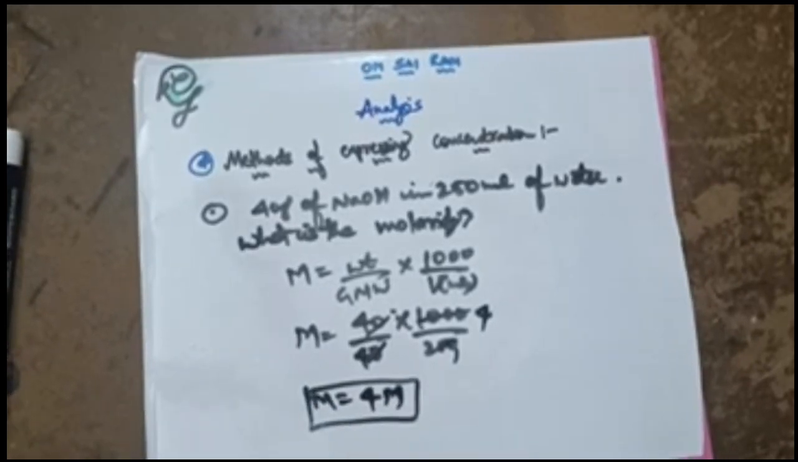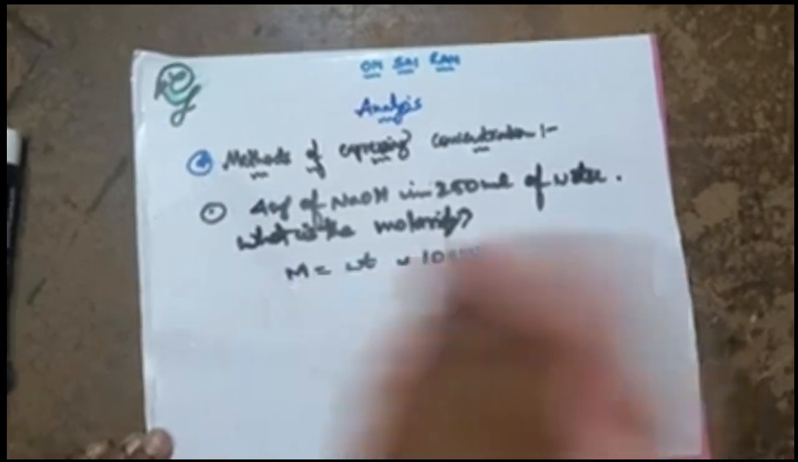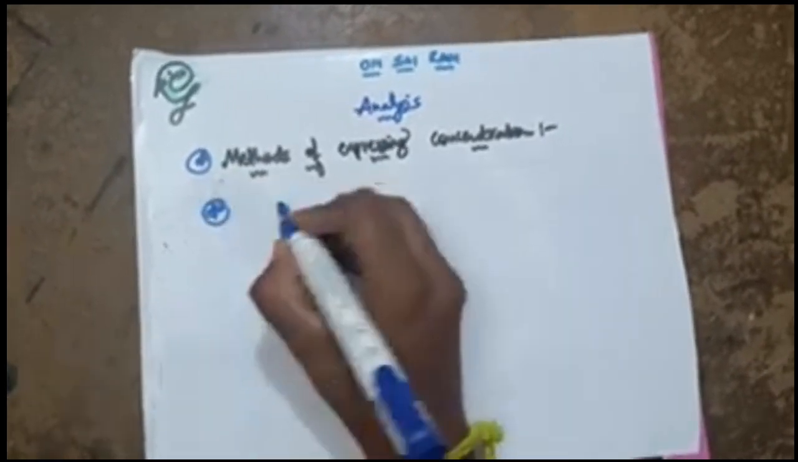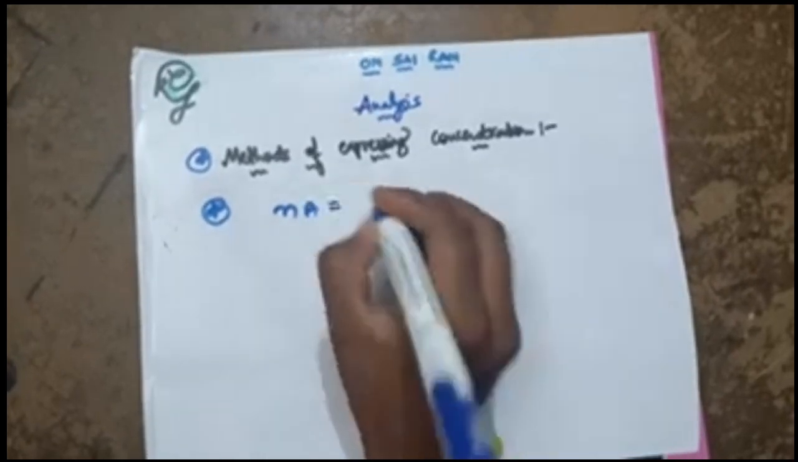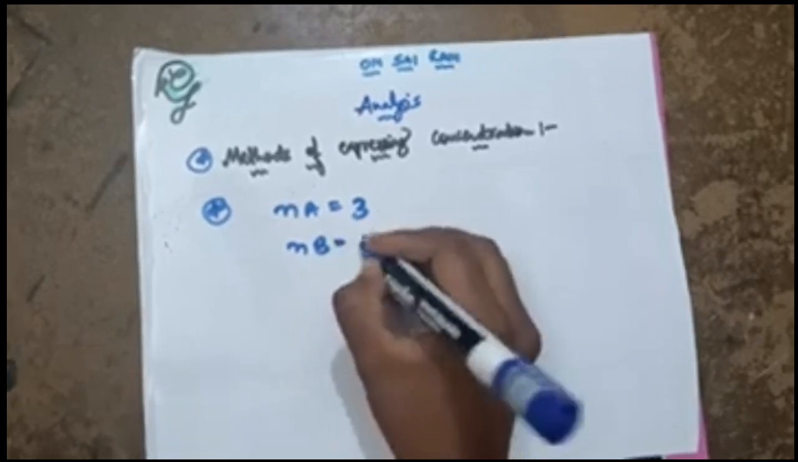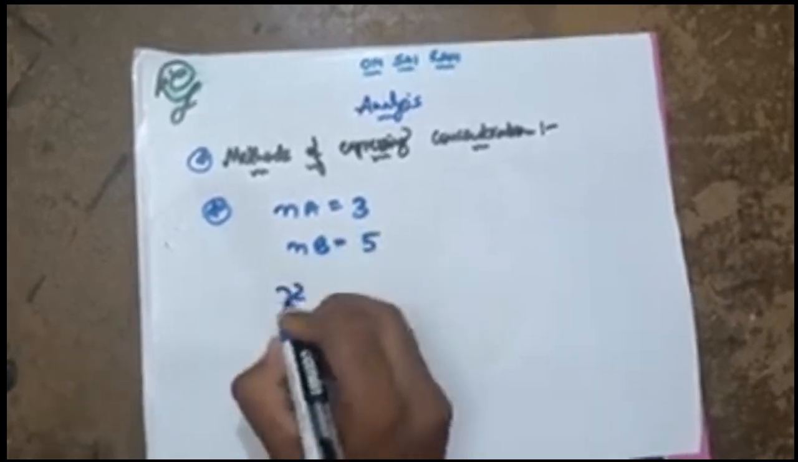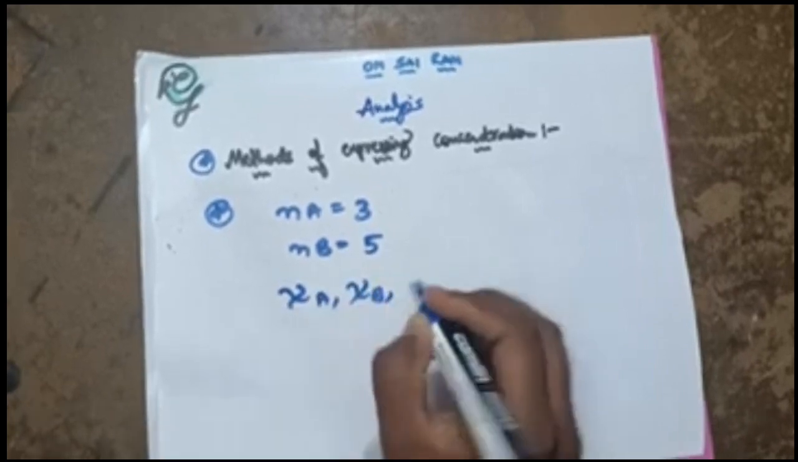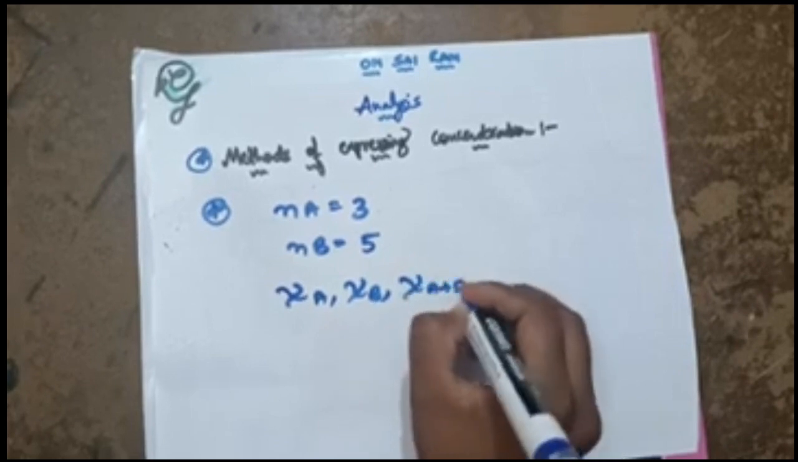One more problem we will solve, based on mole fraction. This is easy. If you just remember the formulas, you can solve any problem here. Number of moles of solute A is 3. Number of moles of solute B is 5. What is the mole fraction of A, of B, and A plus B?